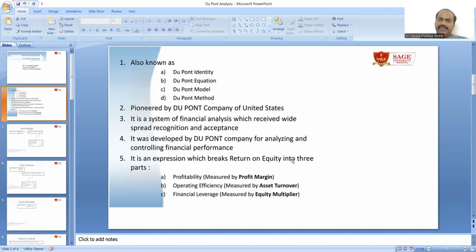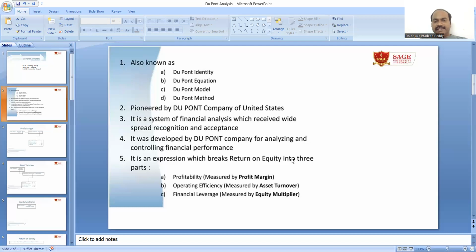In those days, when financial analysis used to be prepared, this company found one model so that it became famous. This method has been used at many organizations in order to find out the return on equity. It was developed by the DuPont company for analyzing and controlling financial performance.